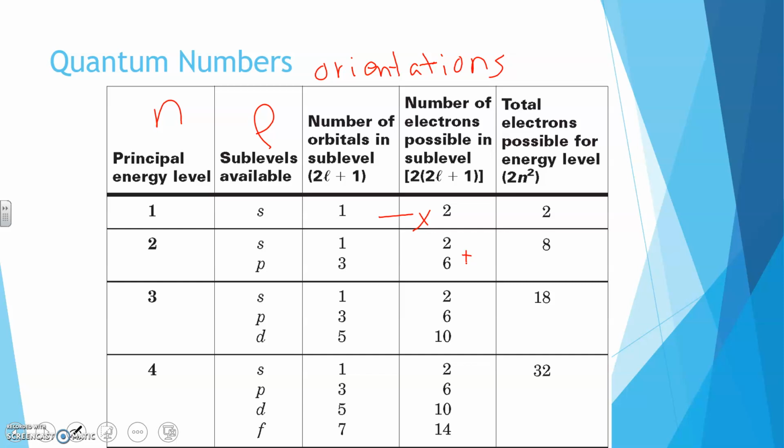You move up to 3. Now we have a d orbital available, which has 5 orientations. So now we've added in 10 more electrons possible in the third energy level. And then we move up to the 4th. Now we have another S, a P, a D, and an F. So we add in 14 more electrons.